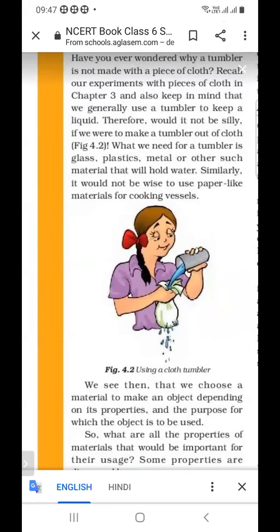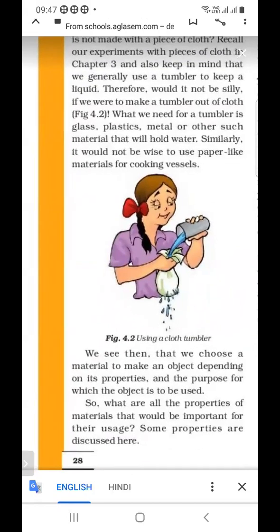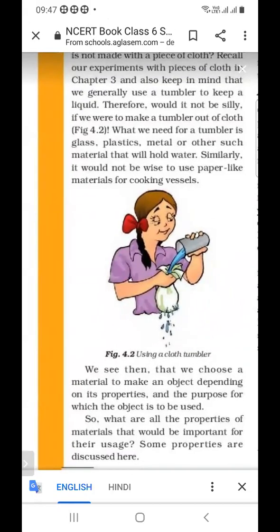So for cooking vessels also we cannot use paper material. So if we want to make any object, first we have to find out what are the objects that are suitable for these materials.